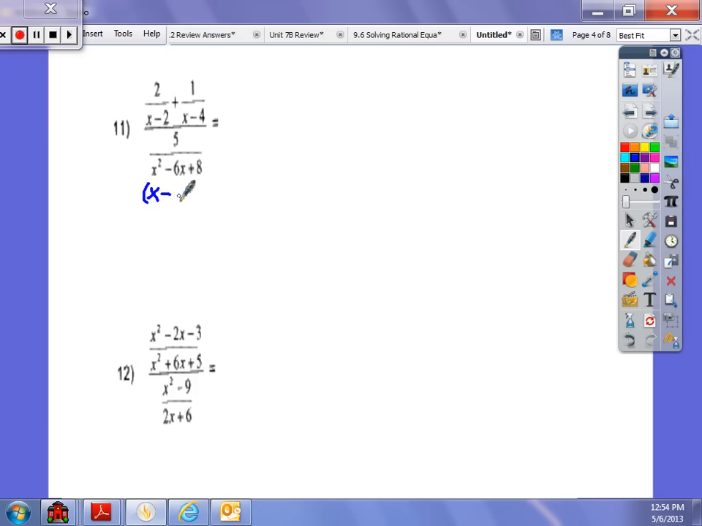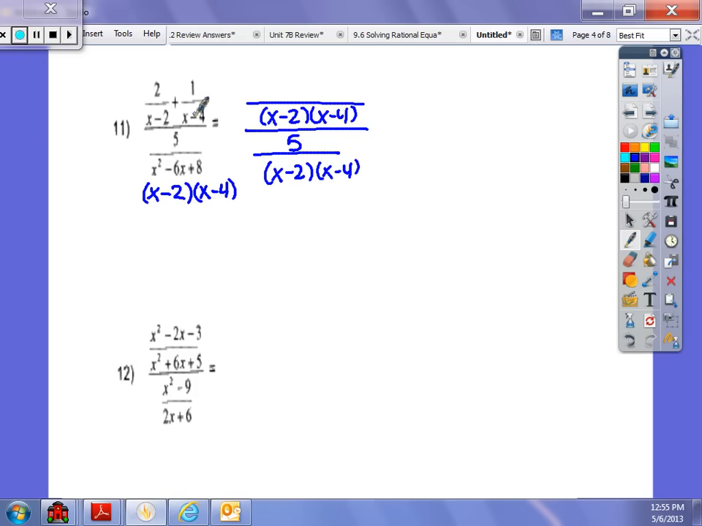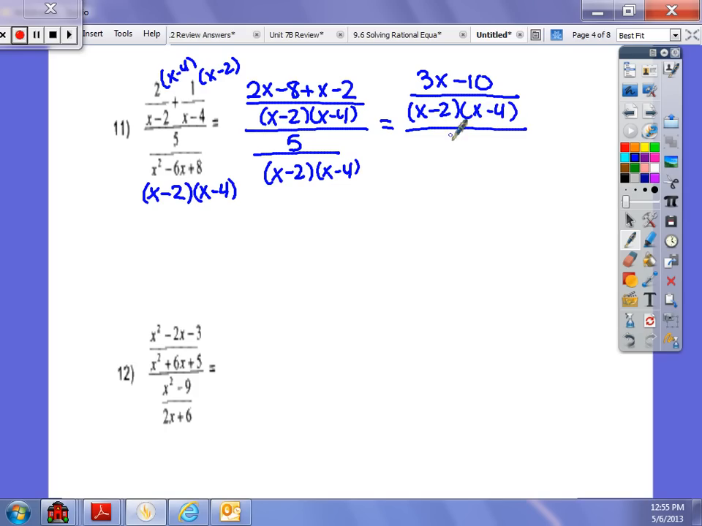First thing I want to do is factor this denominator, and it comes out to have the same values as these two. So I know that the LCD for these two will also be x minus 2, x minus 4. So I know if I cross multiply, this gets the x minus 4, this gets the x minus 2. So when I distribute, I get 2x minus 8 plus x minus 2. Now when I combine like terms, I wind up getting 3x minus 10, and in the bottom there's a 5.